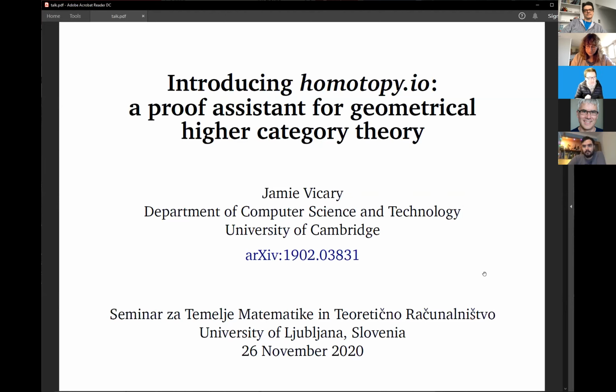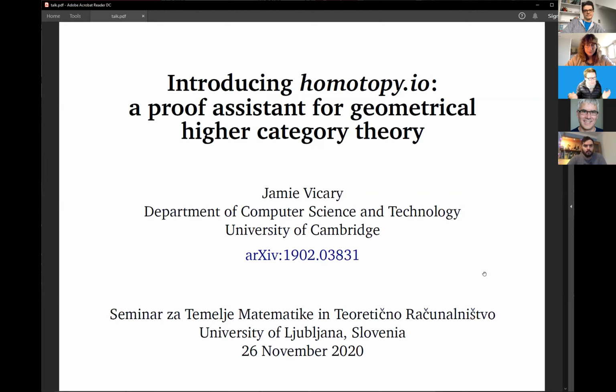Okay, so today I'm going to tell you about this proof assistant called homotopy.io. We'll have some live sessions. This is the URL, homotopy.io, and you could go to that in another window if you want to have a look already. And this is a proof assistant for geometrical higher category theory. There's an archive link there.